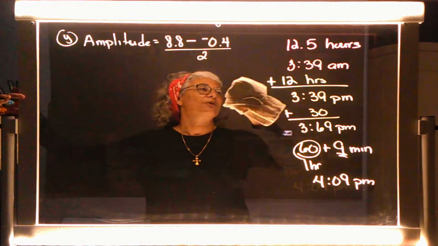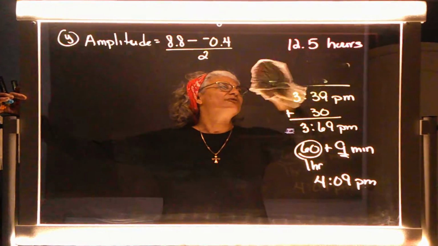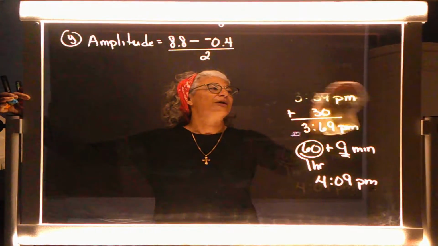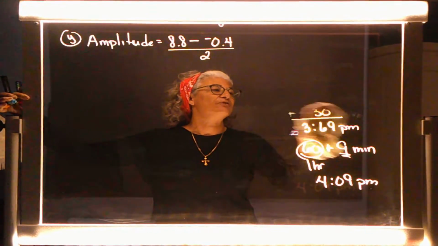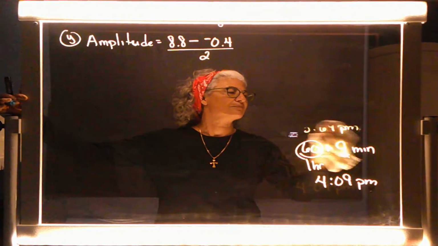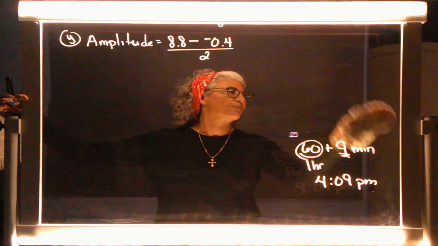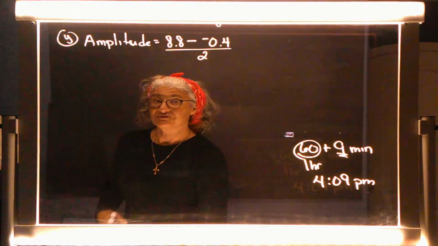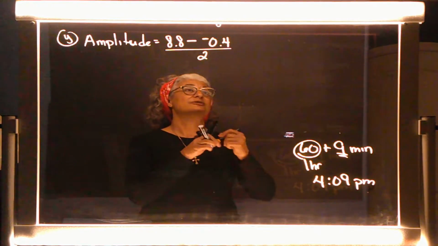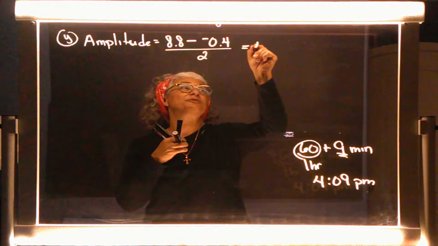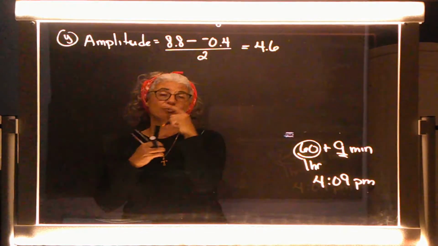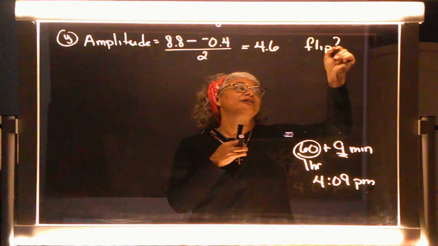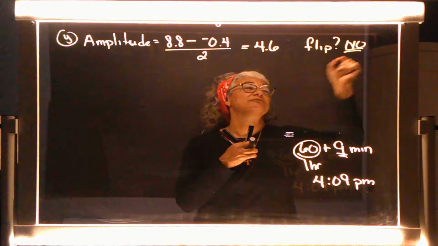Good? Okay, so I know some of you have your calculators out and you're working on this, and some of you have already worked on it and you have your answer. So, I got 4.6 for my amplitude. Did you? I hope so. By the way, the next part is asking if it flips. That's always a no. Remember that.